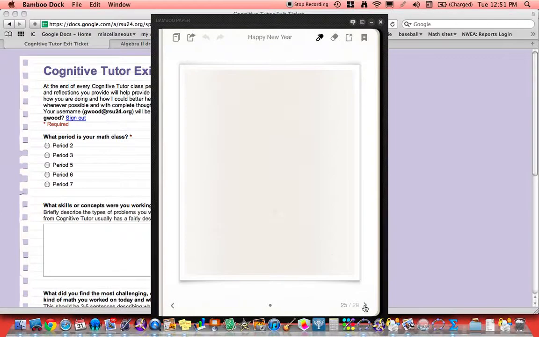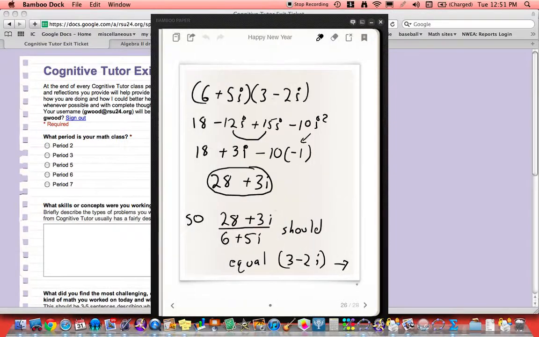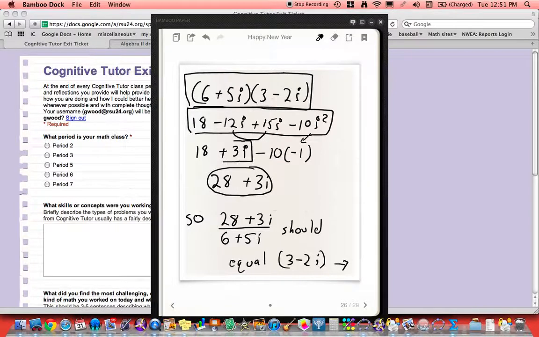Now, multiplication and division. Multiplication of two complex numbers. Just as though this i was an x or a z or a q, you FOIL this out. 6 times 3, 6 times negative 2i, 5i times 3, 5i times negative 2i. Understand? You got 4 terms. Well, the middle 2 are like terms. Negative 12i and a positive 15i becomes a positive 3i.